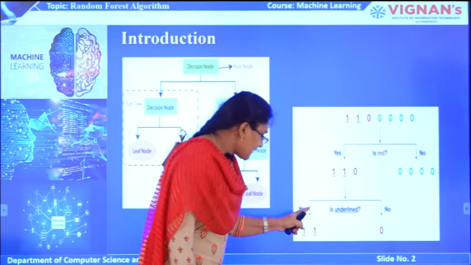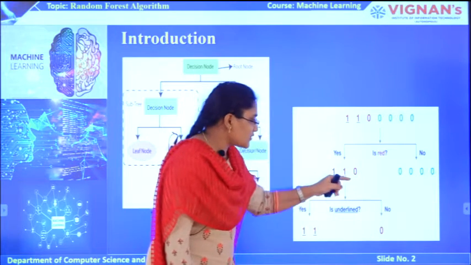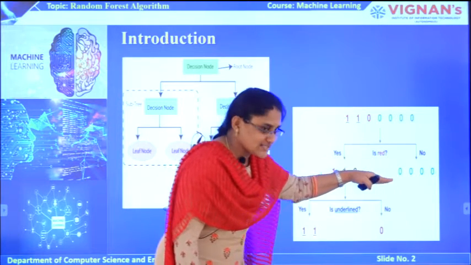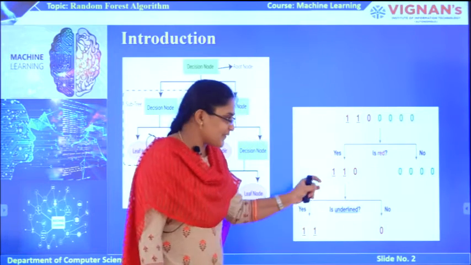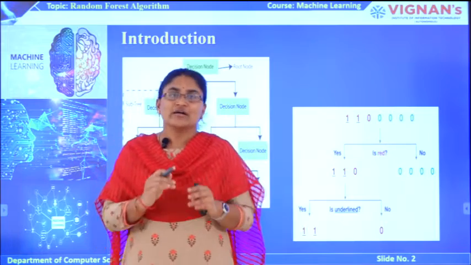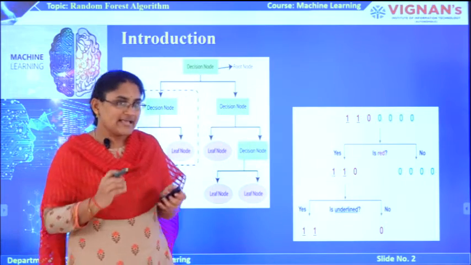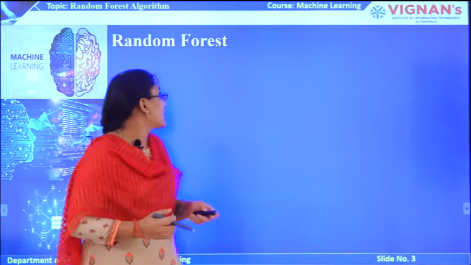In the yes branch we have all the ones, and in the no branch we have the zeros. So finally our classification is done, meaning one class is zeros and another class is ones. In this way the decision tree classifies the given data set into different categories. In this way the decision tree works. Now let's see random forest.